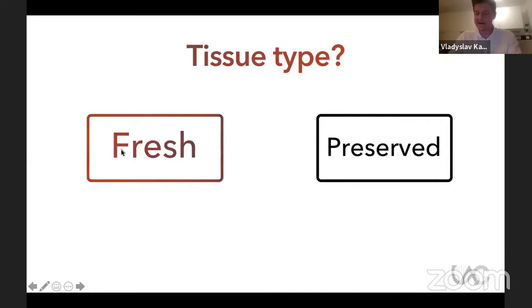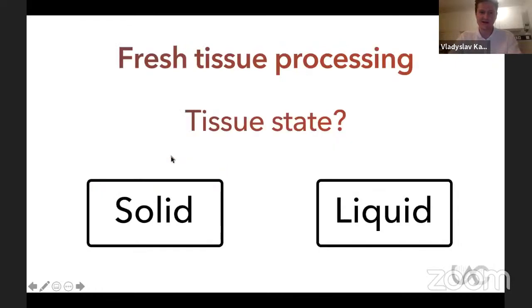So let's decide you have fresh tissue. The next question that you will face is, of course, what is the tissue state that you have? Are you working with solid tissues like tissue blocks, or are you working with liquid tissues? Some of you have been asking in the chat before, what are the most frequent samples to process with the single cell RNA sequencing technologies?